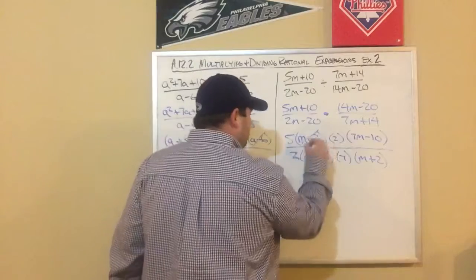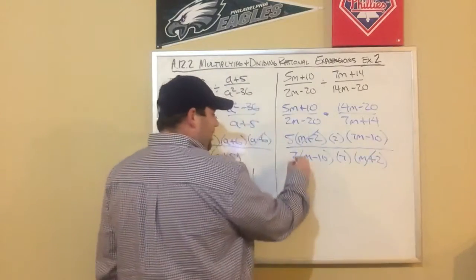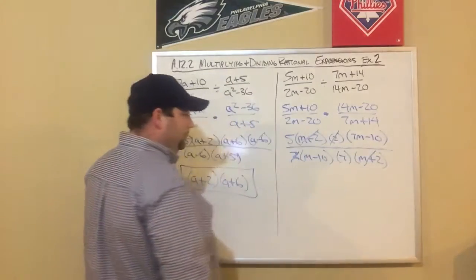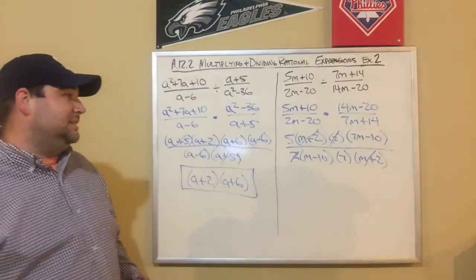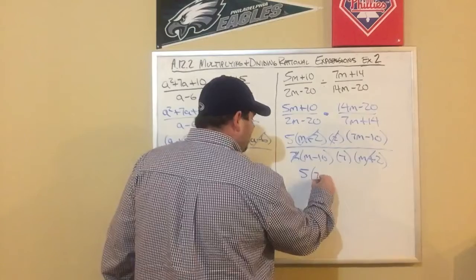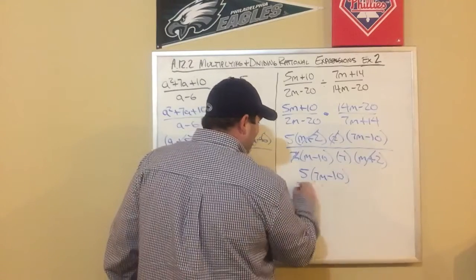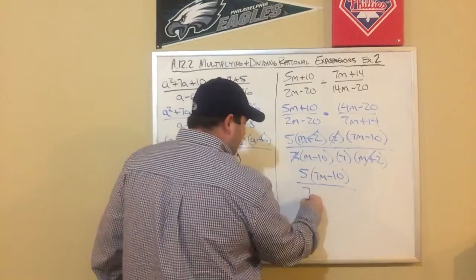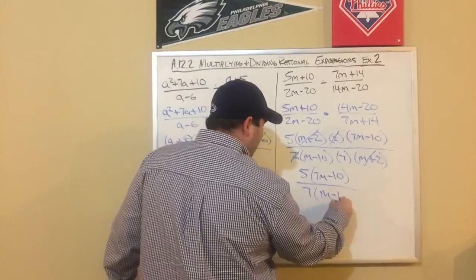I've got an m plus 2 and an m plus 2. I've got a 2 and a 2. Is there anything else? I don't think there is, no. So I'd end up with 5 times 7m minus 10 over 7 times m minus 10.